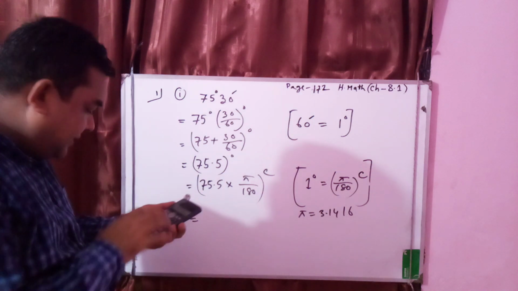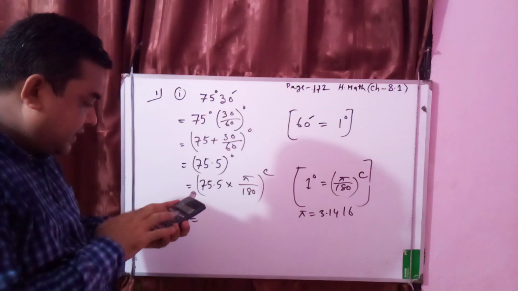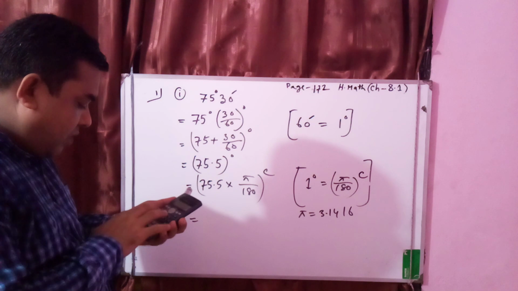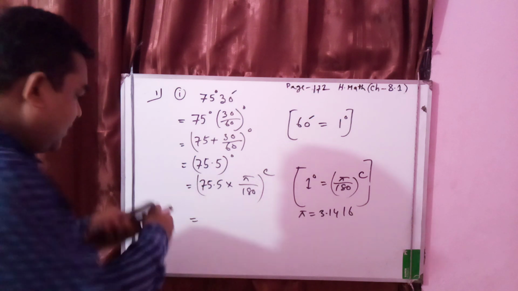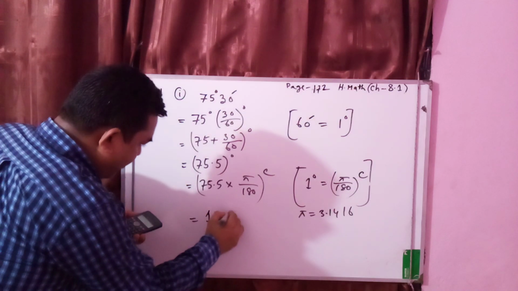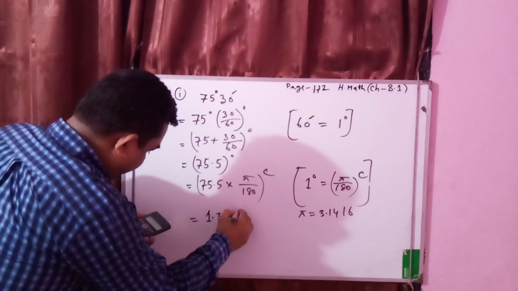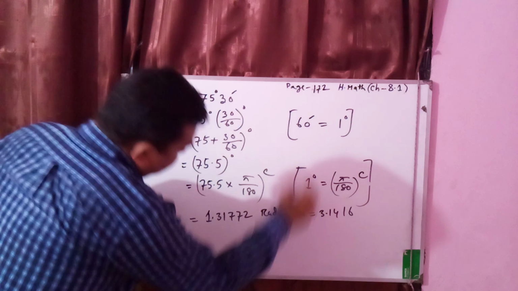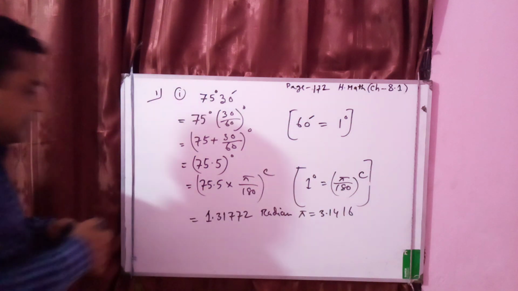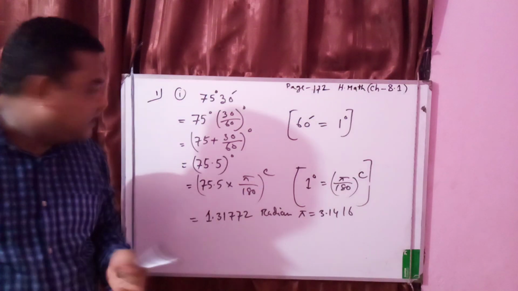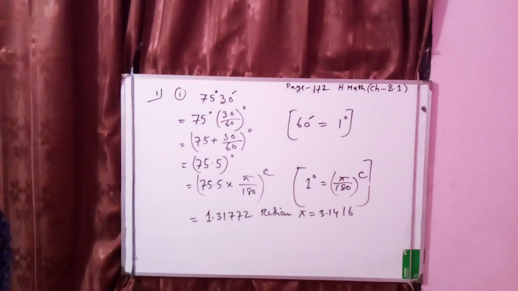Now using a calculator we calculate this value: 75.5 multiplied by 3.1416 divided by 180. So we get 1.3172 radian. Okay, this is clear. Next we solve number 2 in 1.